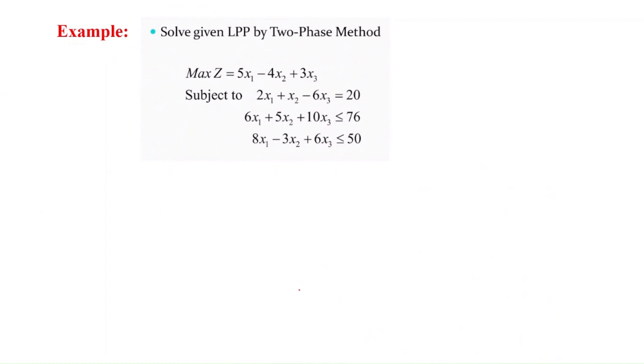Solve the given LPP by the two-phase method. In this, the objective function is of the maximization type, subject to the three constraints, and we are given that x1, x2, x3 are greater than equal to 0. As this is an equal to constraint, we'll be adding an artificial variable, and these two are less than equal to constraints, so we'll be adding slack variables.